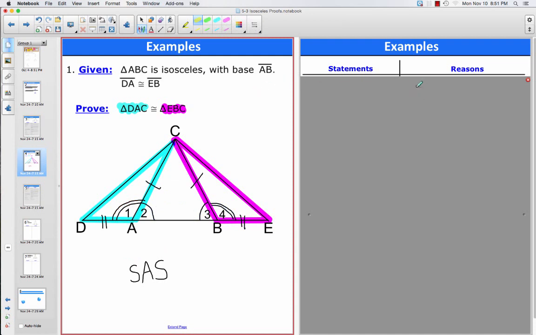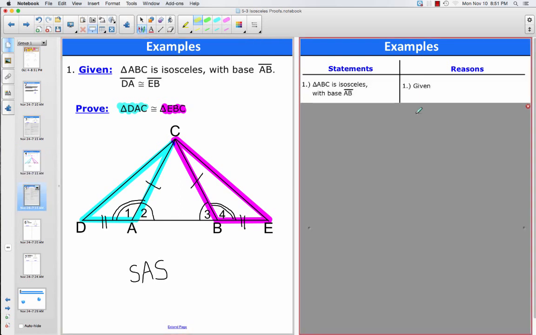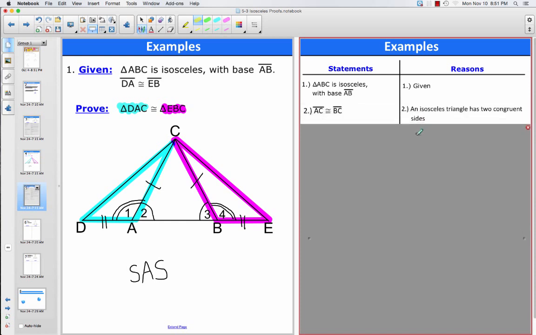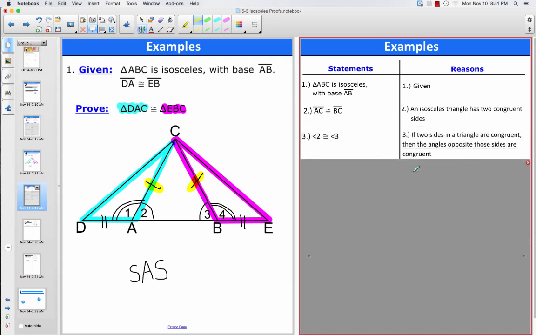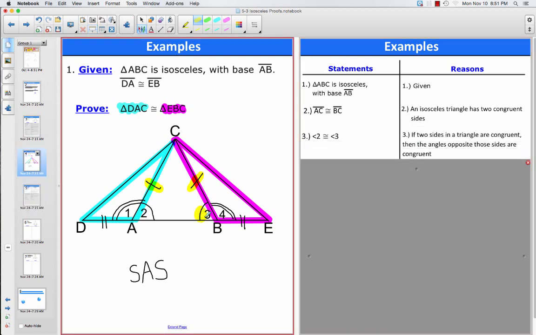So now that we made our plan, we can go ahead and write out our proof. The first statement is ABC is isosceles with base AB. And if AB is the base, then that must mean that AC is congruent to BC. The reason is that an isosceles triangle has two congruent sides. So if the two sides are congruent, then we know that the angles opposite those sides are congruent. So angle 2 and angle 3 have to be congruent, because if two sides in a triangle are congruent, then the angles opposite those sides are congruent.